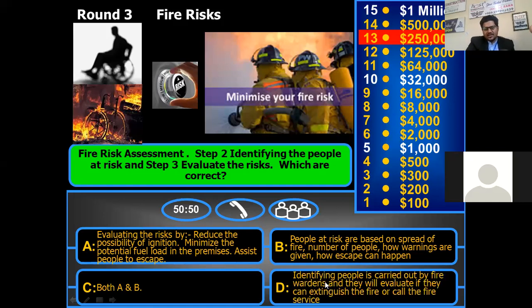Or D, identifying people is carried out by fire wardens. Like we have fire wardens, we have fire watchers, we have firefighters. So fire wardens, they will evaluate if they can extinguish the fire or call the fire service. So what is your answer? $250,000 question number 13.